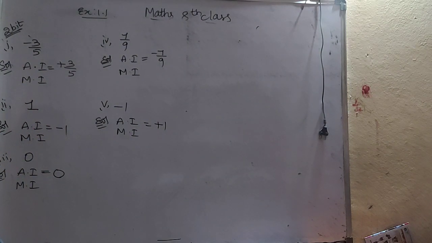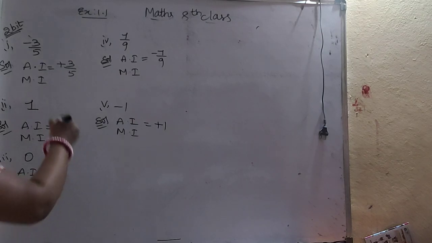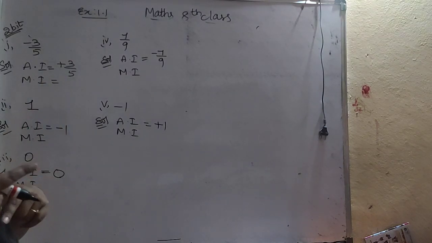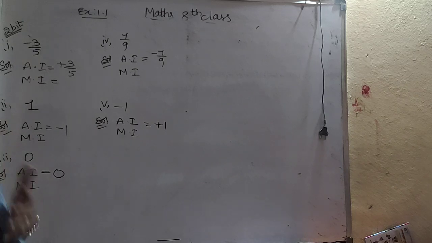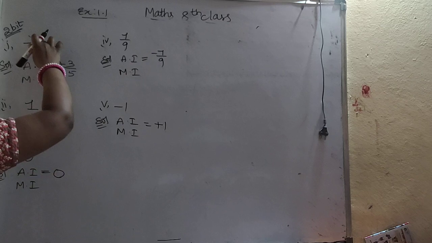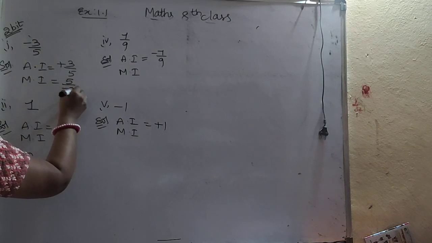Now we have to write the multiplicative inverse. Multiplicative inverse means what? It will become the reciprocal. The numerator will be changed to denominator, and the denominator will be changed to numerator. So this value will be in the form of 5 by minus 3.